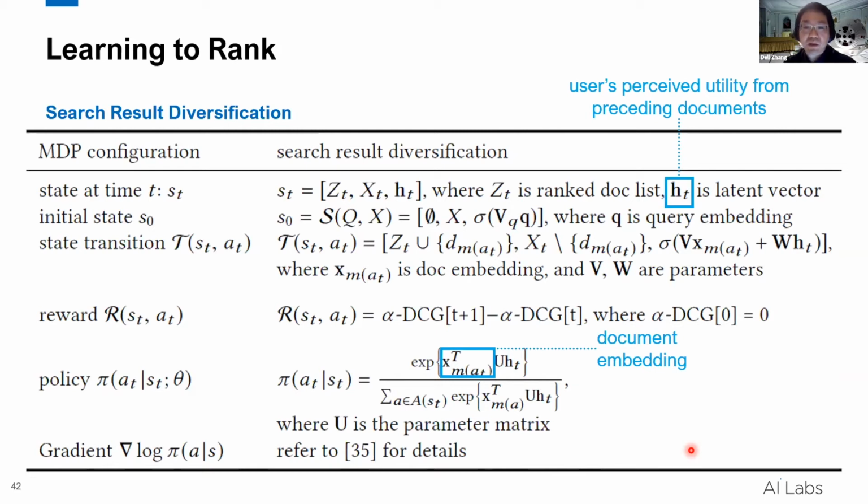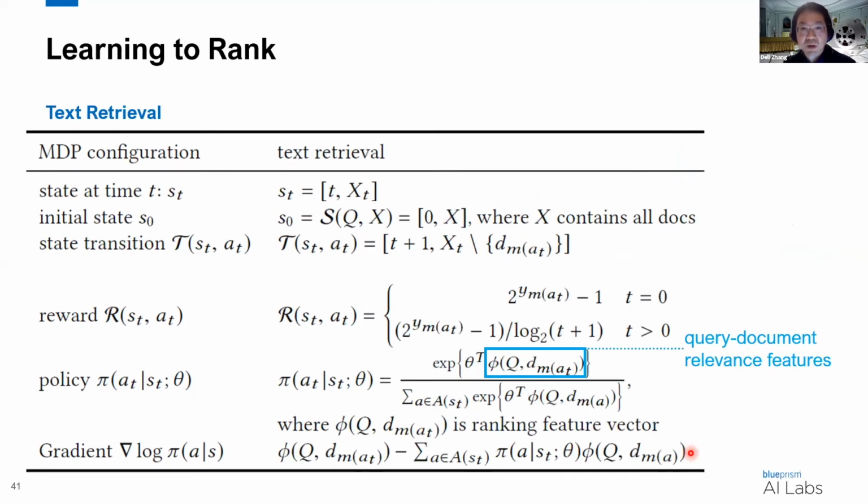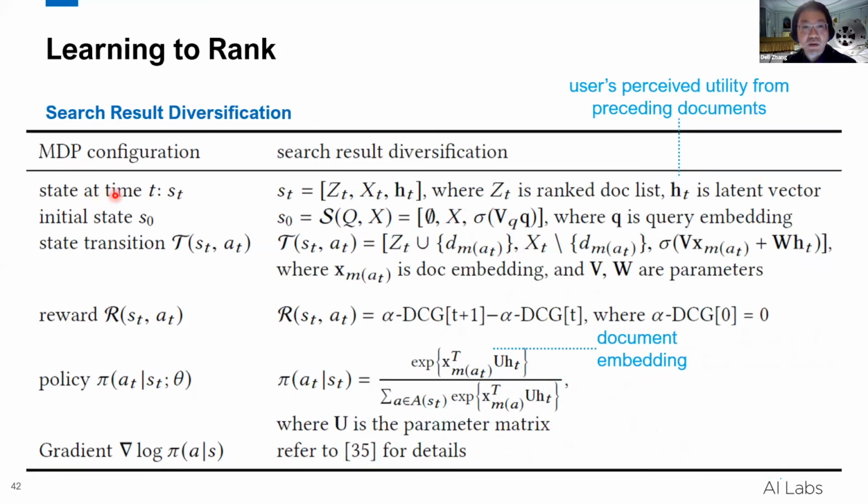So the key point is that compared to the previous setting, we have expanded the state variable here. So for the purpose of diversification, we would need to include the current ranked document list as part of the state, and also we need to use a latent vector to represent users' perceived utility from the preceding documents so far.